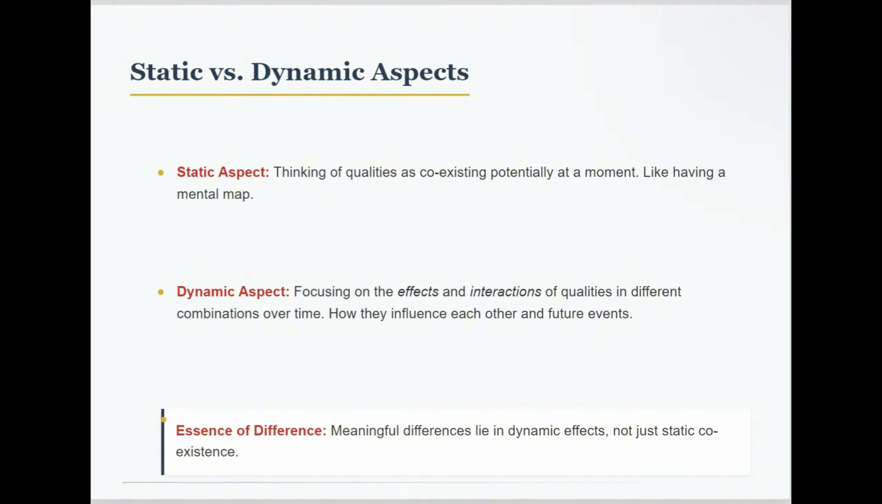Think about the difference between just knowing all the notes in music versus understanding how they combine to create harmony or dissonance. For us, the meaningful differences between, say, red and blue lie in their dynamic effects. How they feel, how they interact with other sensations, how they guide behavior. The static list isn't enough, it's the dynamic play that defines them.